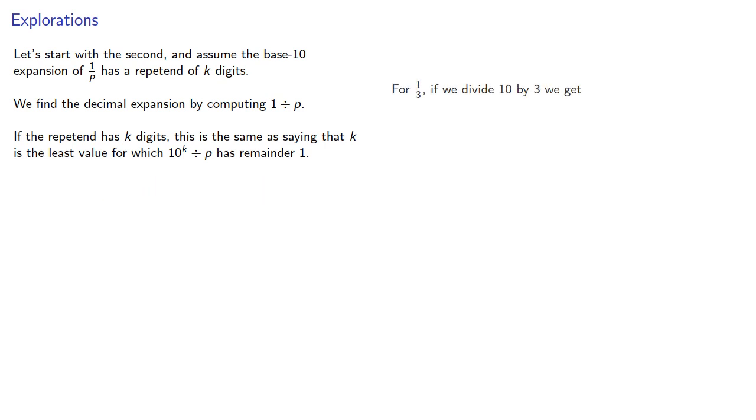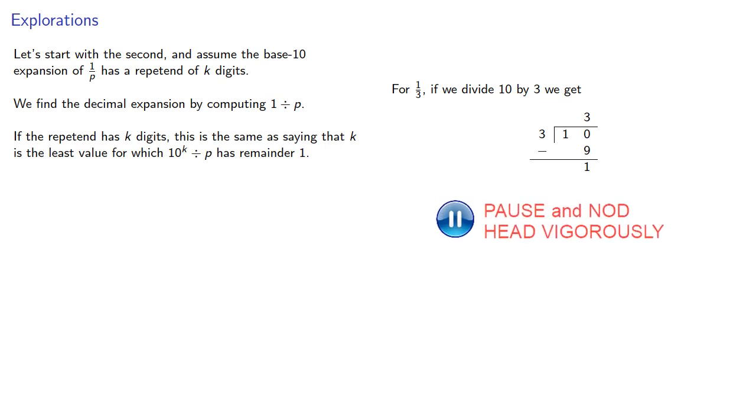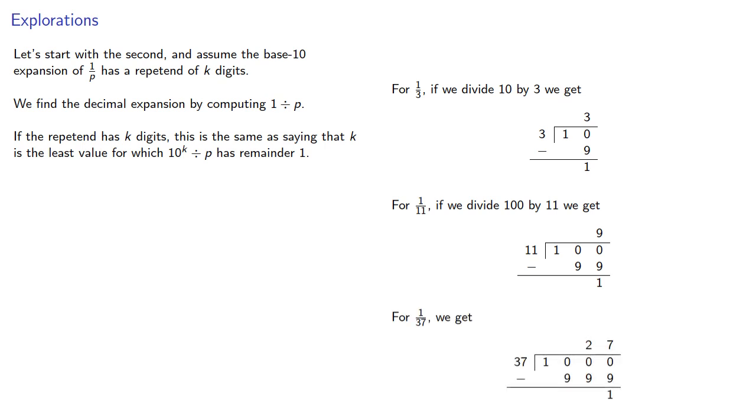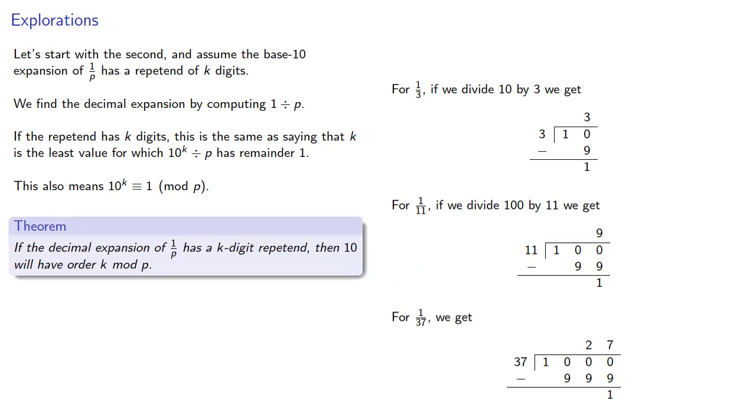For example, for 1/3, if we divide 10 by 3, we get remainder 1. Or for 1/11, if we divide 100 by 11, we get 9 with remainder 1. And for something like 1/37, if we divide 1000 by 37, we get a number with remainder 1. And so this also means that 10 to the power k is congruent to 1 mod p. And so we have our theorem. If the decimal expansion of 1 over p has a k-digit repetend, then 10 will have order k mod p.